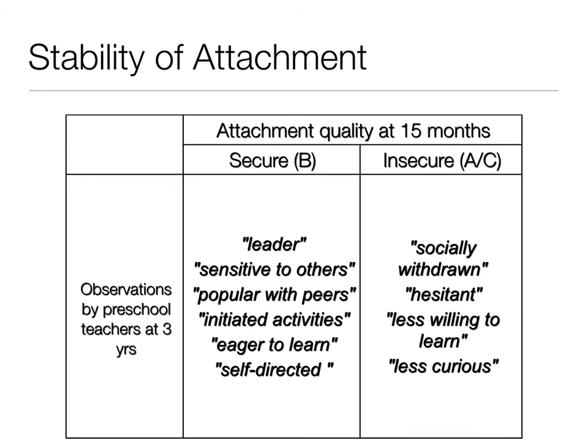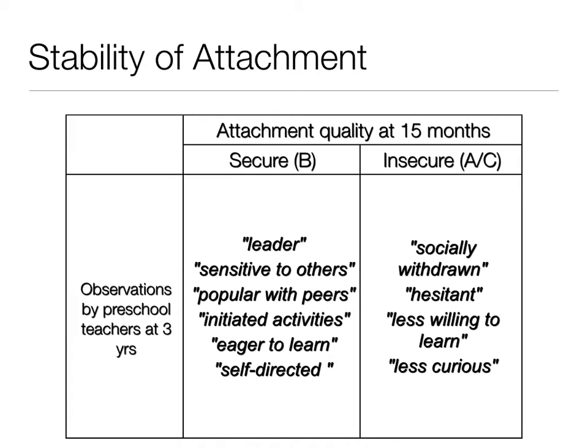So here are some results from a study that looked at how infants were attached at 15 months of age. They were either securely attached or insecurely attached. And then they asked their preschool teachers, when the children were 3, to describe this child. Okay, so the preschool teacher didn't know how they were attached. So this is a correlational study. They did a correlation between the attachment and the observations at preschool.